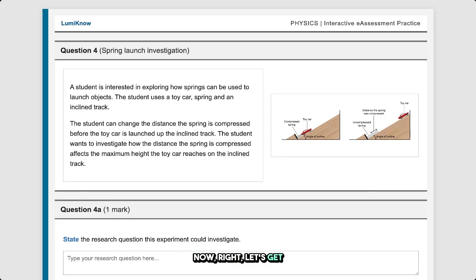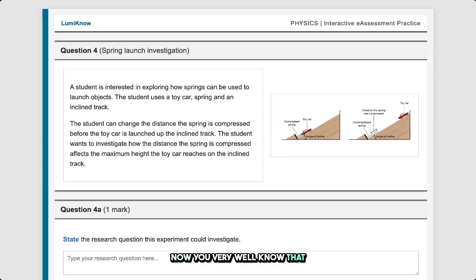Now, let's get into the question. This is a quick walkthrough. The question is asking about a student interested in exploring how springs can be used to launch objects. The student uses a toy car, a spring, and an inclined track. The student can change the distance the spring is compressed before the toy car is launched up the inclined track. The student wants to investigate how the distance the spring is compressed affects the maximum height the toy car reaches on the inclined track.